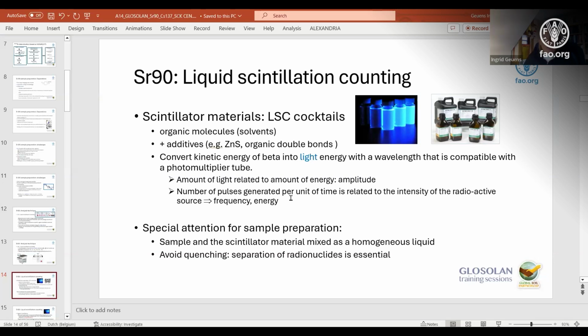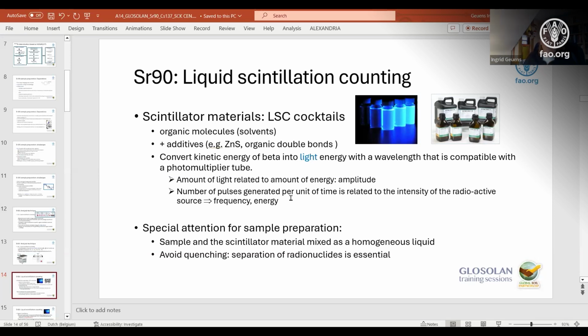Some remarks still. By adding the cocktail, of course, it's important that the sample and the scintillator material, the cocktail, is mixed as a homogeneous liquid. As you can imagine, if that's not the case, you cannot measure in a reproducible way. So adding the cocktail to your sample should give a very homogeneous liquid. Most of the time, that's no problem if you've brought your material into solution in a proper way. Then the cocktails can be mixed very easily in a homogeneous way.